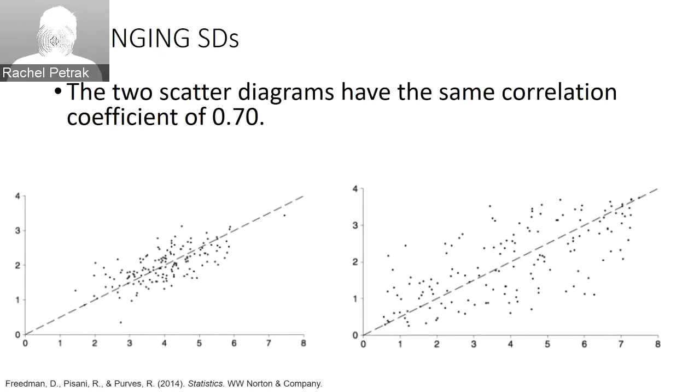Another issue is related to changing standard deviations. The appearance of a scatter diagram depends on the standard deviation. Looking at this figure, on the left the points are packed more closely in a smaller range of scores on both the x variable and the y variable. However, these two scatter diagrams have the same correlation coefficient. It's 0.7.